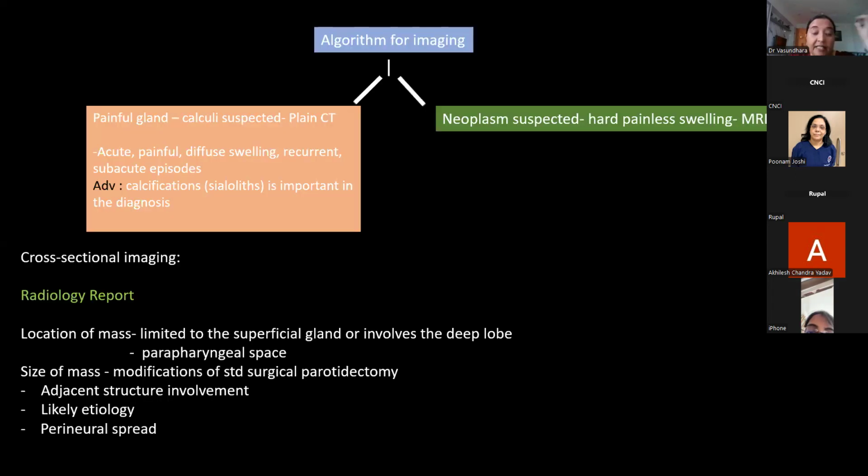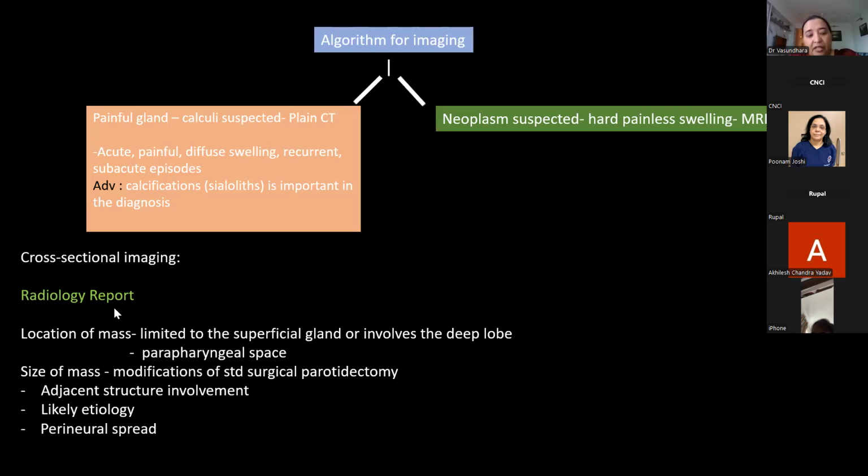Coming up, which scan to do? Whenever in a normal setup the patient comes with acute pain, acute swelling, or recurrent episodes of swelling, when a calculus is suspected, a plain CT is enough to rule out a calculus. MR may not show a calculus very well. If the patient comes with a hard, painless swelling, then an MRI should be done, because if a neoplasm is suspected, MRI is the modality of choice.